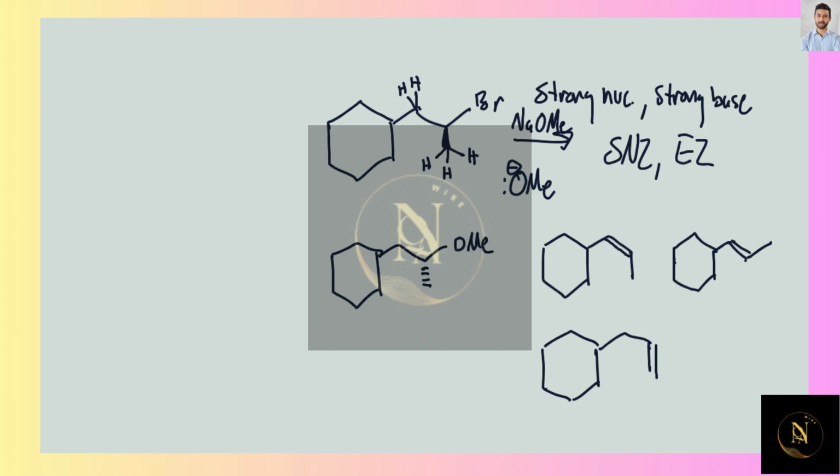Note that there are no cis-trans variants of this final alkene because, since we have 2 hydrogens on the terminal carbon, this is not a stereocenter. You need 2 unique substituents on each side of the double bond, which is not the case here.